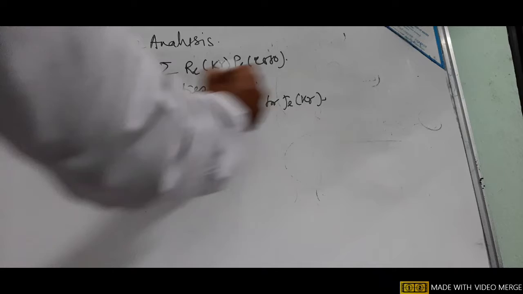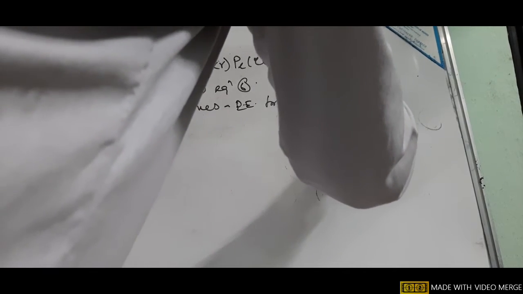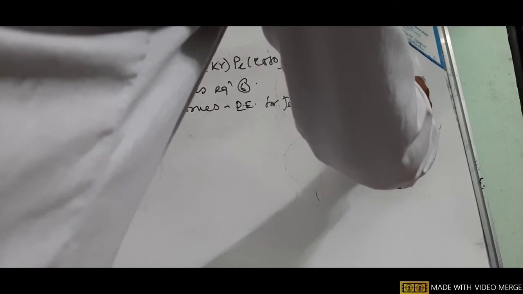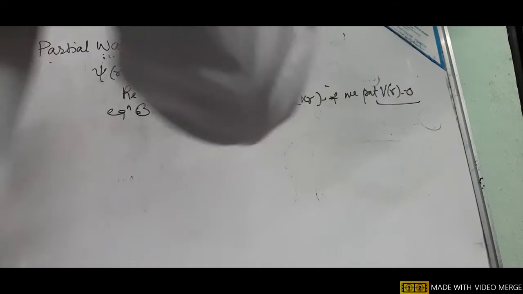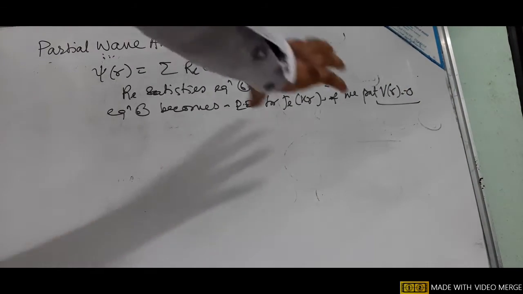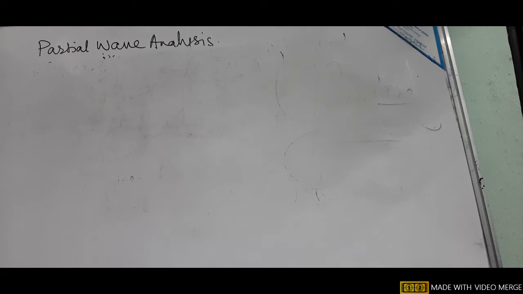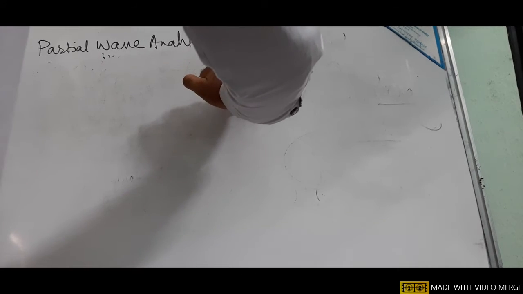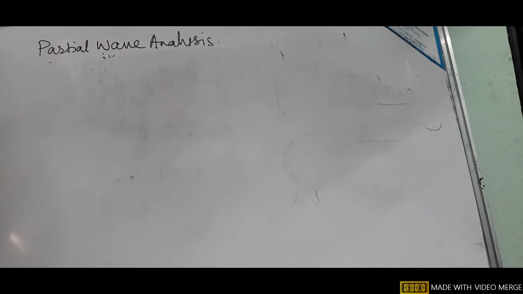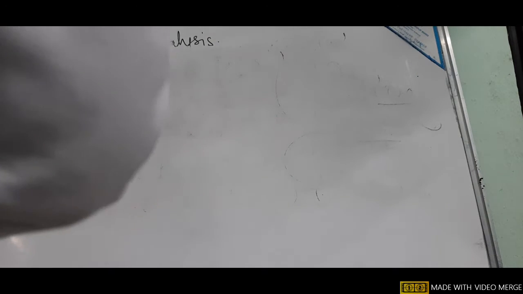So if we put the potential equal to 0, we assume that the presence of the potential will change the asymptotic behavior of the function, with a small shift in the phase, because the incident plane wave falls on the scatterer, that is the potential. So then in the scattered wave, there is a phase shift.